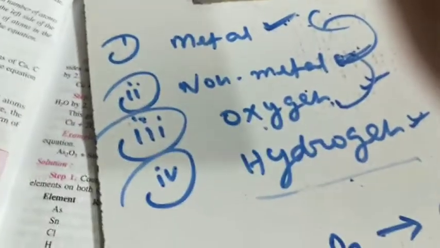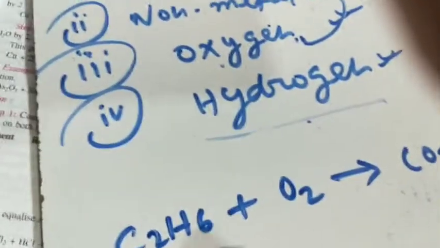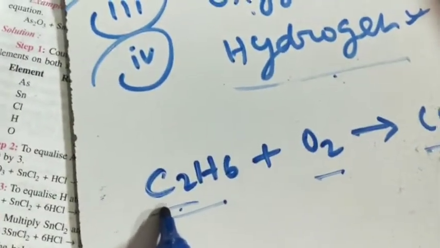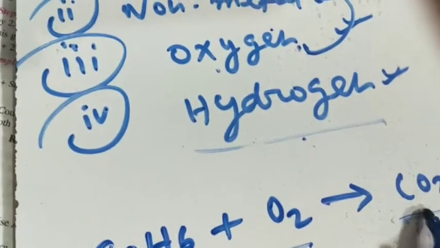In this equation, ethane C2H6 plus oxygen giving carbon dioxide and water. Now after looking at this equation, you see that metal is not present. So come to the second point, that is non-metal. Carbon acts as a non-metal. On the left hand side 2 carbon, on the right hand side only 1 carbon. So you apply 2 here. Now you count the number of carbon, that is 2 carbon, again 2 carbon.